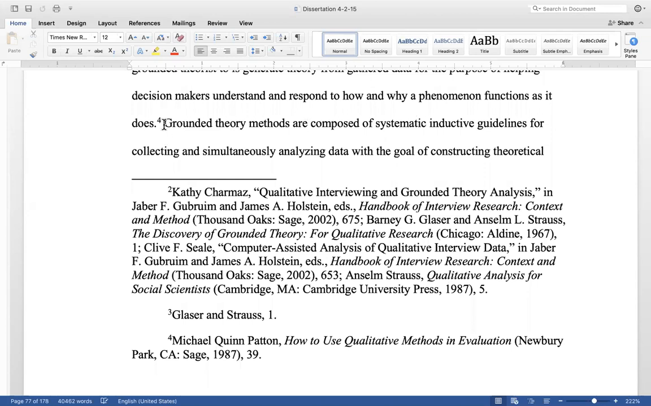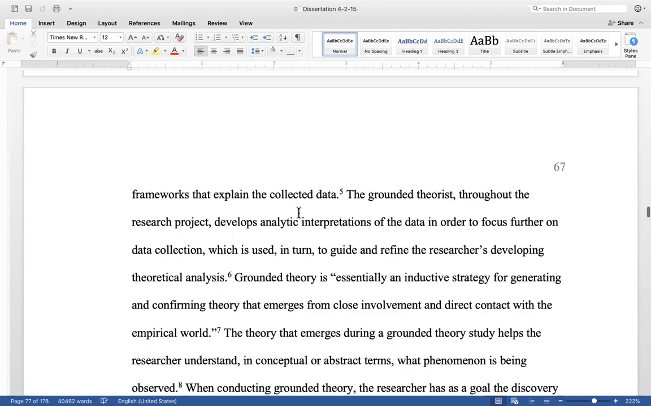Grounded theory methods are composed of systematic inductive guidelines for collecting and simultaneously analyzing data with the goal of constructing theoretical frameworks that explain the collected data. You see here that footnote number 5 is at the end of that sentence. And that footnote is on page 67.